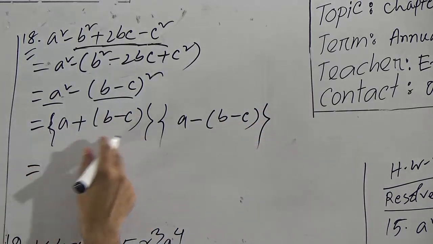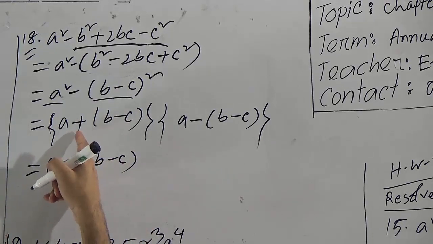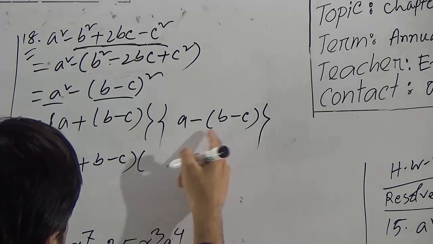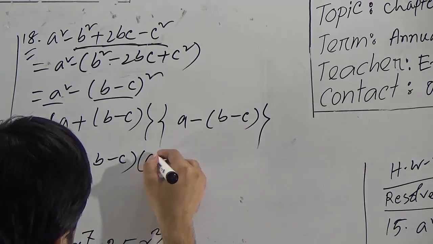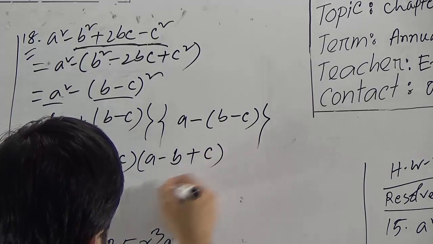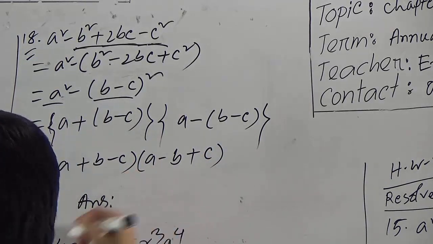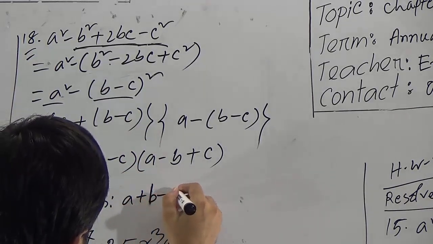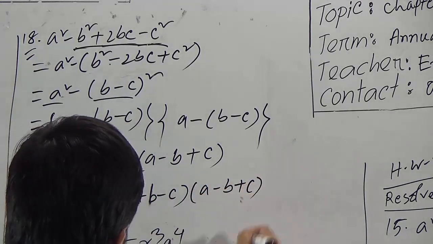So remove the bracket at first, a plus b minus c. When we multiply by plus sign, no change here. If we multiply by minus sign, the sign inside the bracket will be changed. So this will be minus b and this will be plus c. This is our required answer for question 18: a plus b minus c and a minus b plus c.